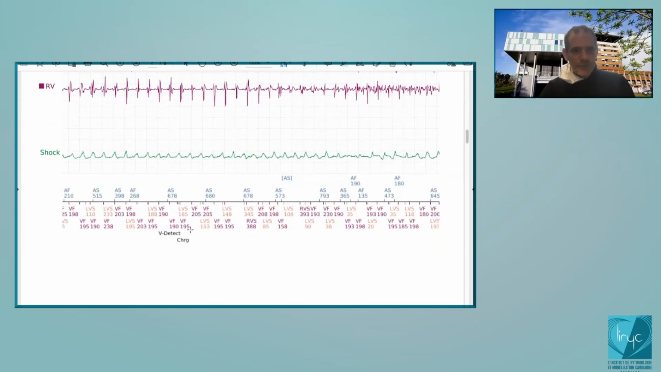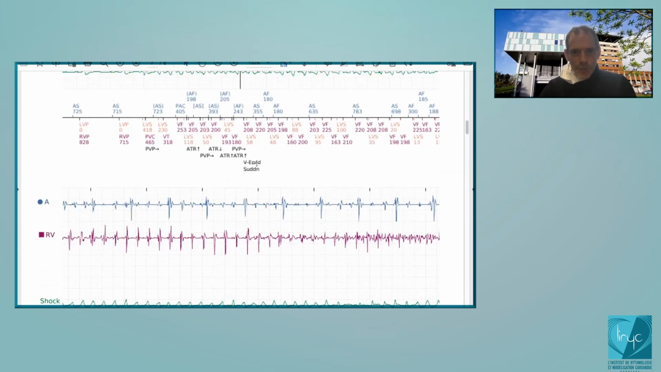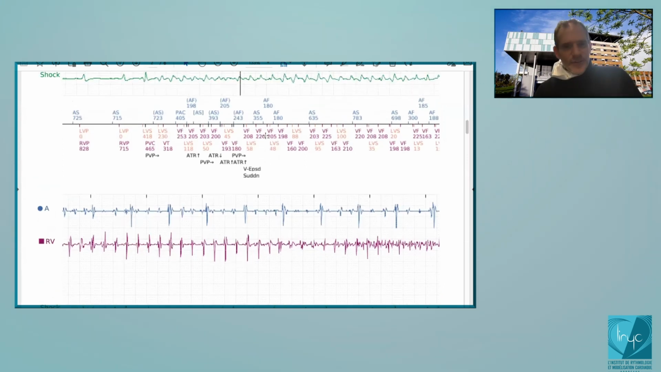And you will arrive at the marker V detect. So from V episode to V detect, what you will program is not a number of cycles, but a number of seconds. It's a duration. So now it's recommended, for example, for the VF zone to program at least 5 seconds in the VF zone, okay? And during this duration, you need to verify on every cycle that at least 6 out of 10 are fast.